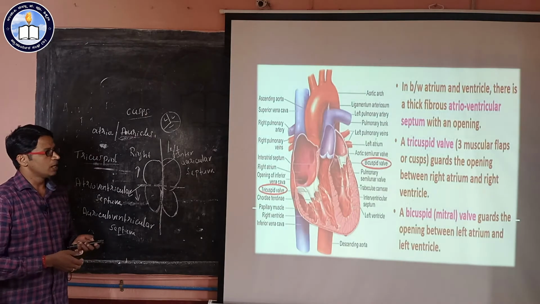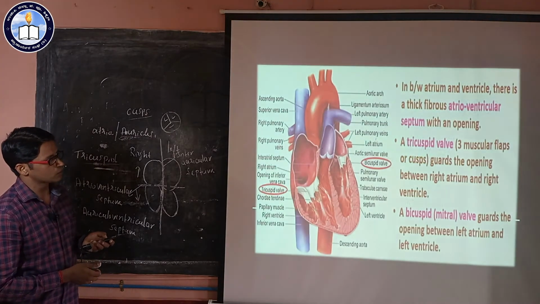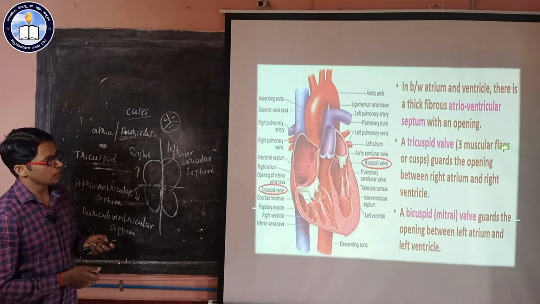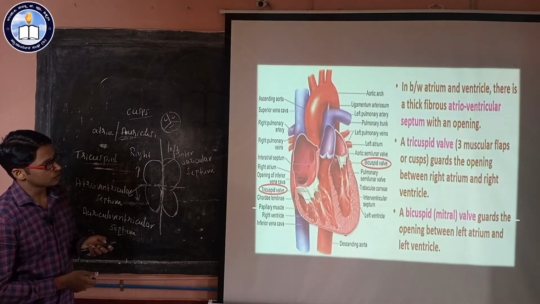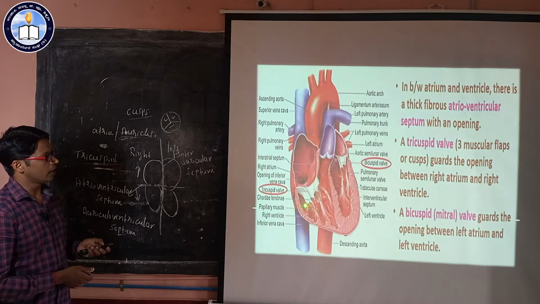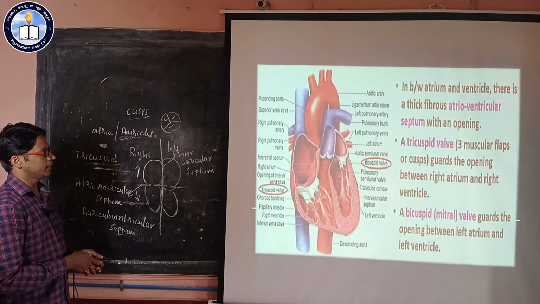So this is called as tricuspid valve ಅಂತ ಕರಿತೀವಿ. Why it is called as tricuspid valve? 3 muscular flaps or 3 muscular cups which guards the opening between the right auricle and the right ventricle ಆಗಿರುತ್ತೆ.